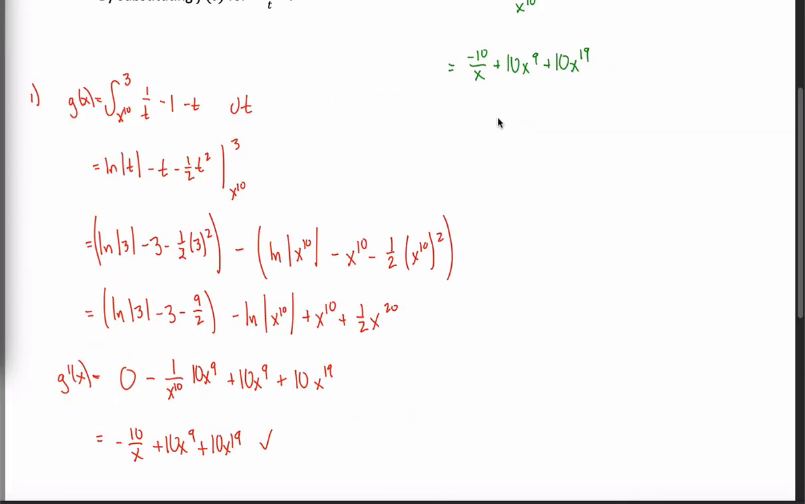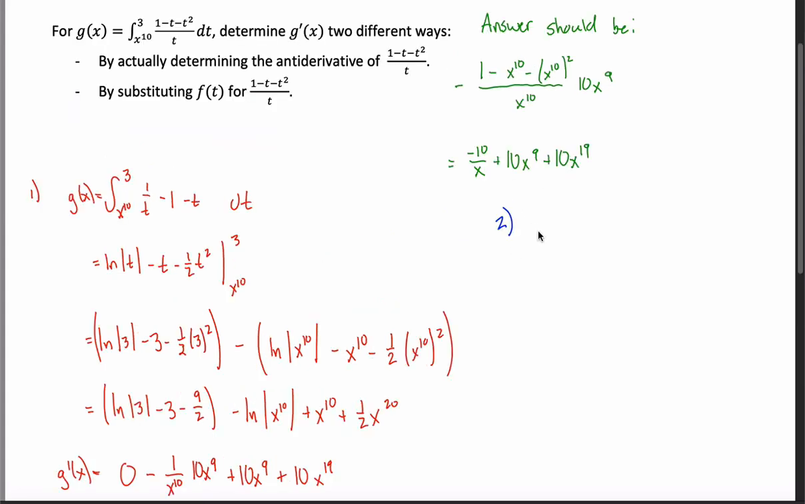Now I'll do this again, but with a trick that sometimes feels like cheating to me. This trick involves substitution, so I'll pick some letter to represent this function inside the integral. It's called the integrand. So f of t I'll let be 1 minus t squared over t.